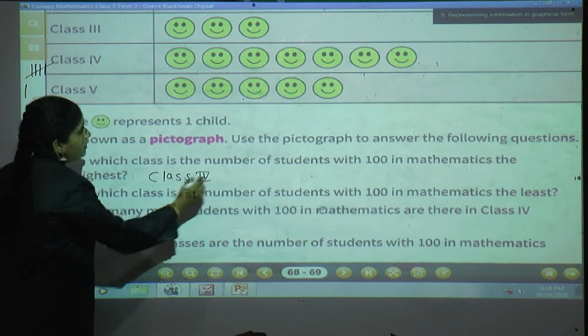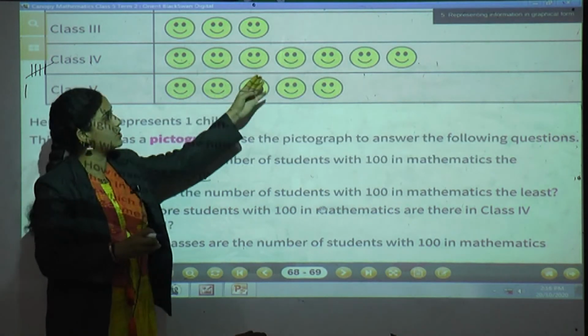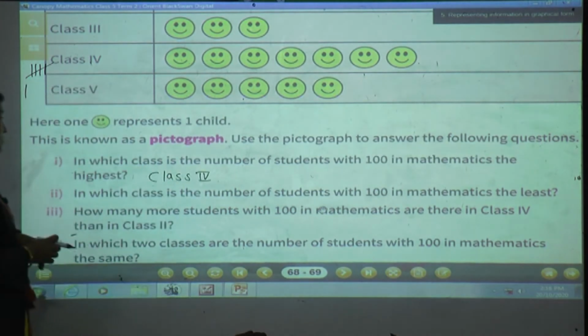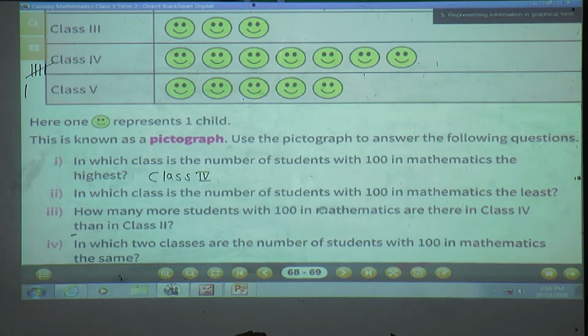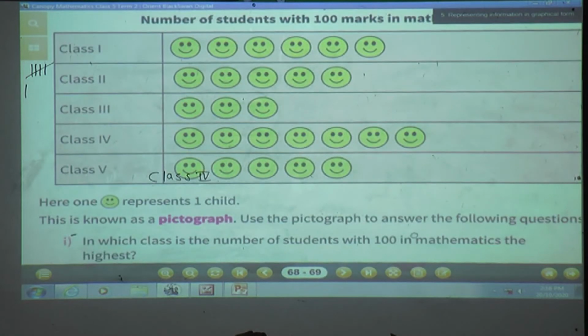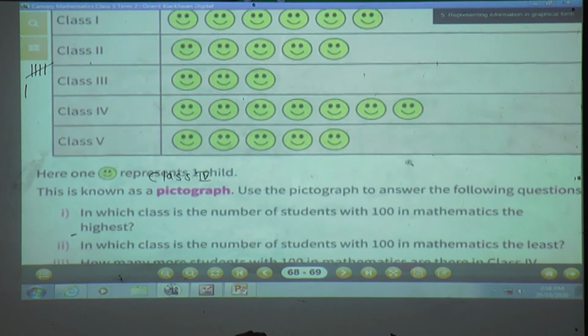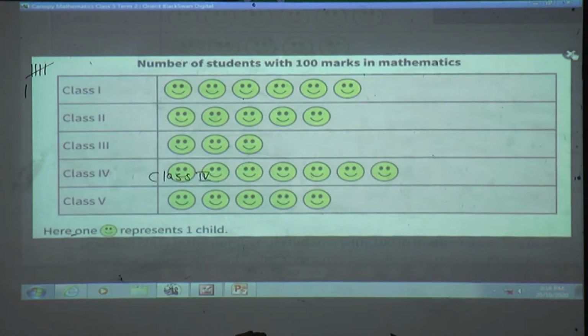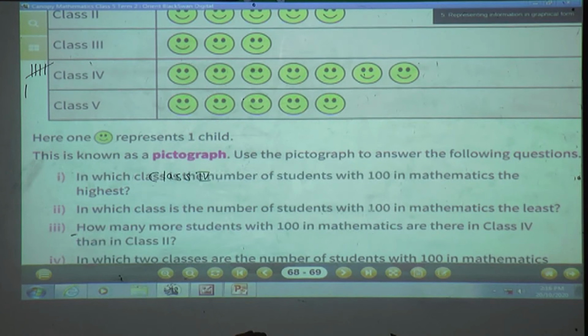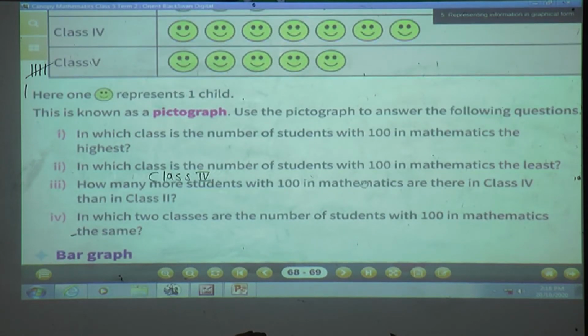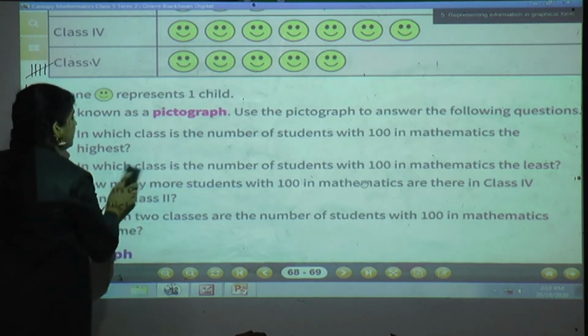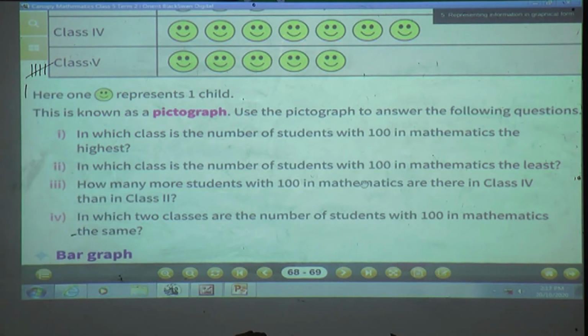You can see here in class 4, 7 students got 100 marks in mathematics. Now, in which class is the number of students with 100 in mathematics the least? See the pictograph carefully, students. Yes, in class 3 it is the least number of students, isn't it? Now you can write here class 3. Okay, so write in the textbook class 3.